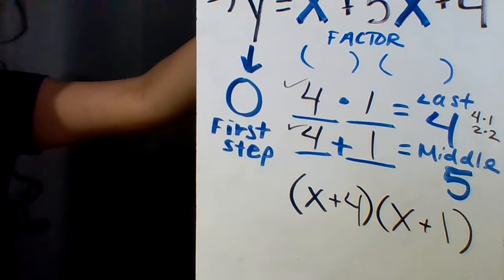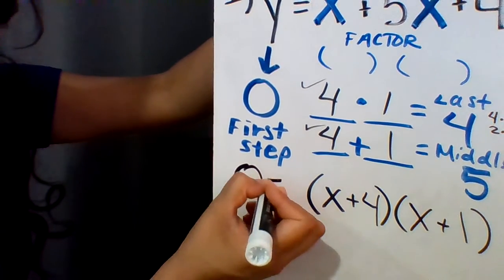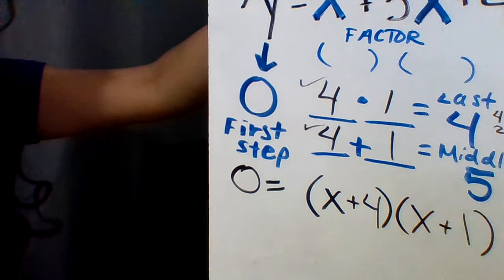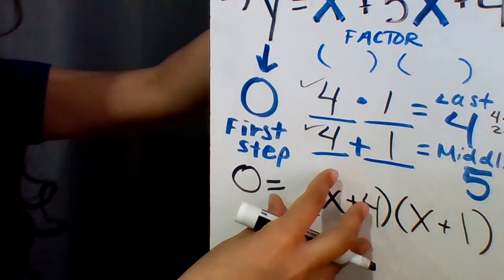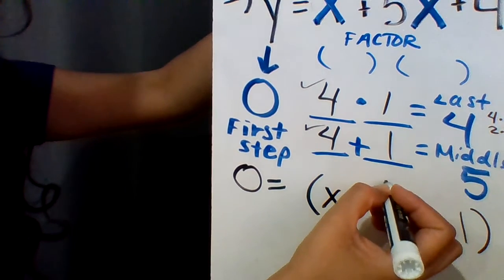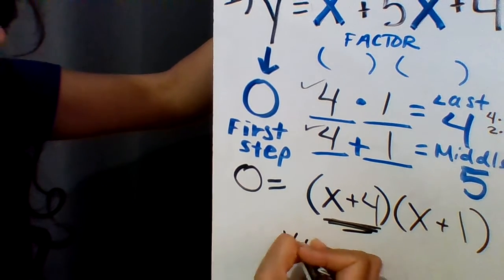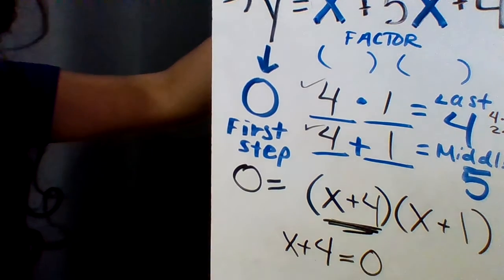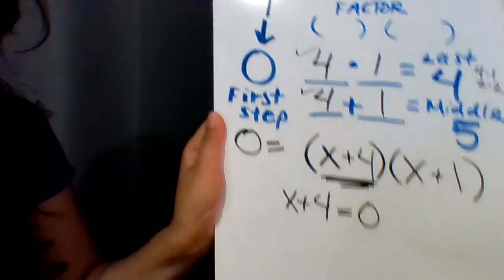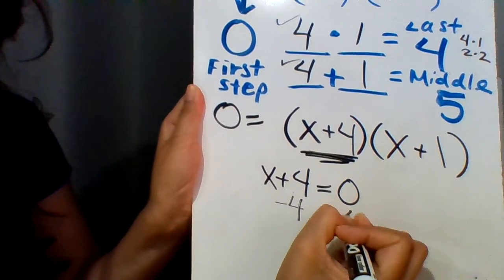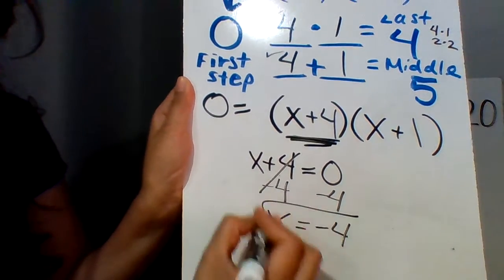So this is review from the lesson where we did factoring. Now we're going to bring in the 0 that we have here. So we have 0 equals x plus 4 and x plus 1. We have to solve for x. So that means that these both have to equal 0. So we're going to go ahead and take this part first, and we're going to make it equal to 0. So I'm just going to write x plus 4 equals 0, and I'm going to solve it. So in order to get x by itself, I have to get rid of the plus 4. So I'm going to go minus 4 on both sides. And x equals negative 4.